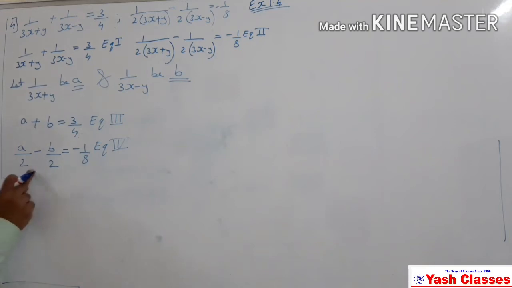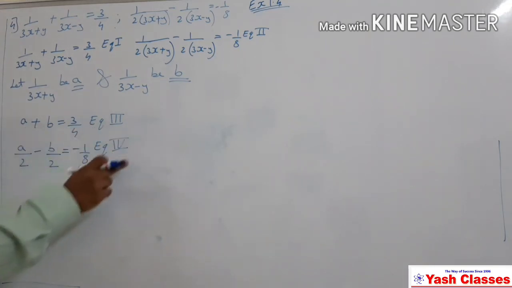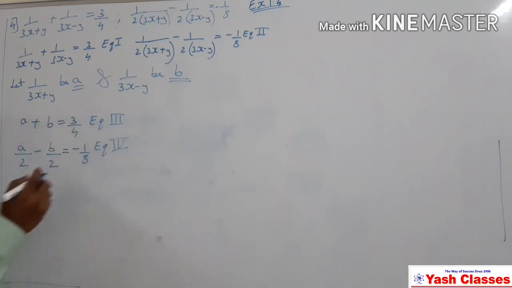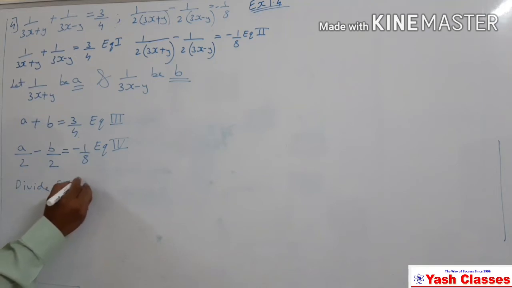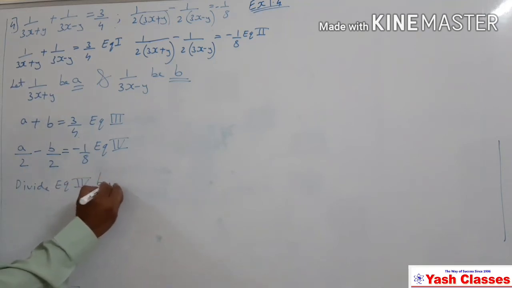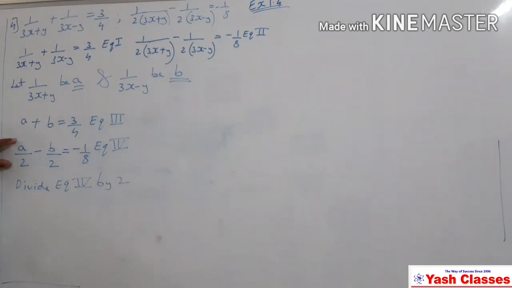You can see here 2, 2 and 8, both are going, so this equation has to be divided by 2, equation number 4. You have to divide by 2 or multiply. You can multiply. Multiply directly. You multiply equation 4 by 2.